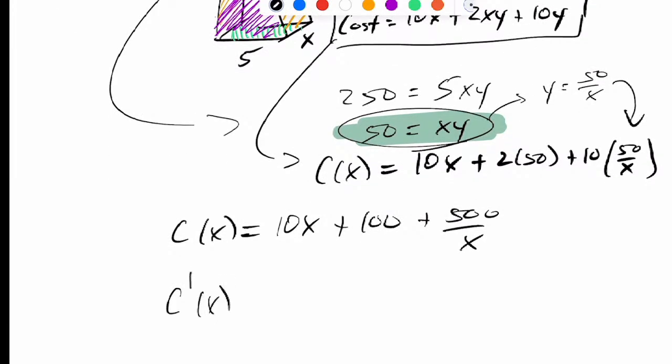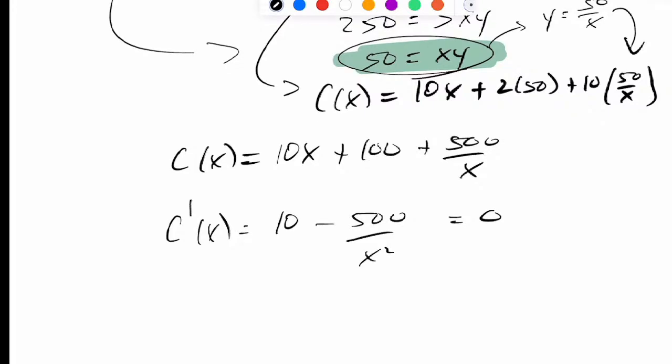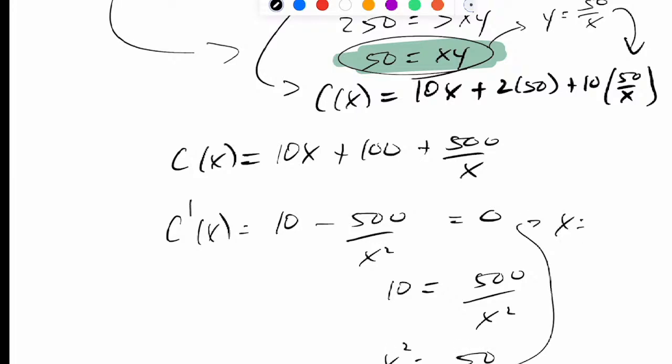So c prime of x is 10 minus 500 over x squared. And you can set this equal to 0 and solve. So I get 10 equals 500 over x squared. X squared is 50. And I get x is, what is that, 5 root 2 for my x value.